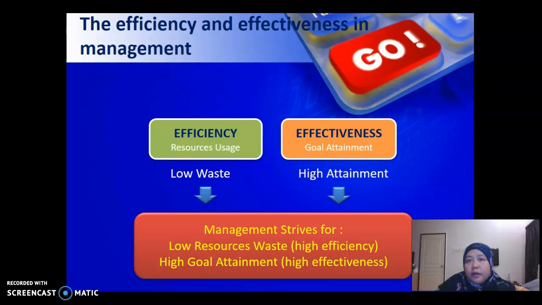in the outpatient pharmacy. Effectiveness is about goal attainment, so whether you can achieve the goal or not. So when we say something is effective, it means the goal of the product or the procedure or anything must be highly achieved.